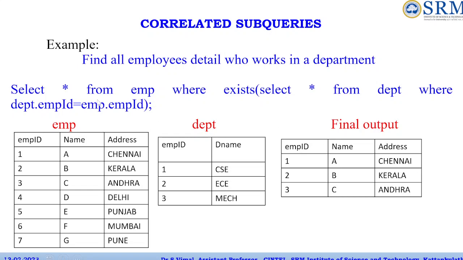So it takes the first employee ID from the employee table and compares it with all the employee IDs present in the department table. Like that, it will compare all the employee IDs till 7. From that, it will give the result of these 1, 2, 3 ABC and address employee details only.